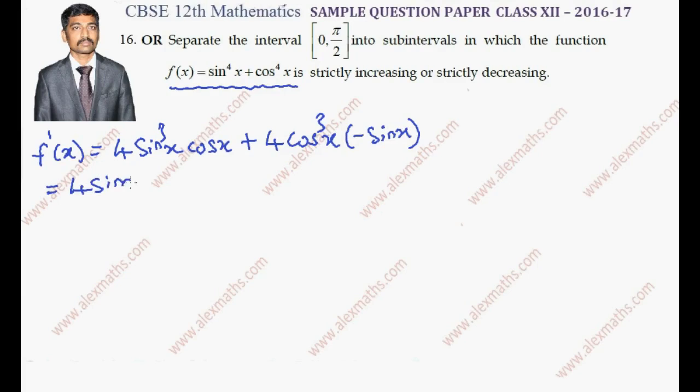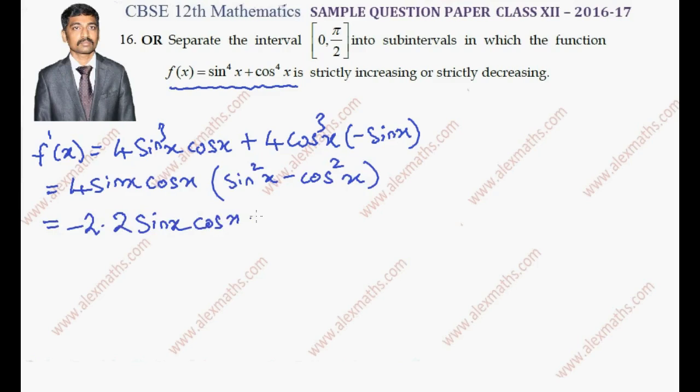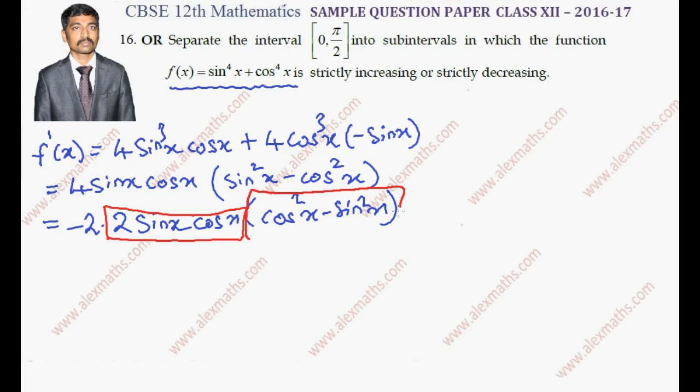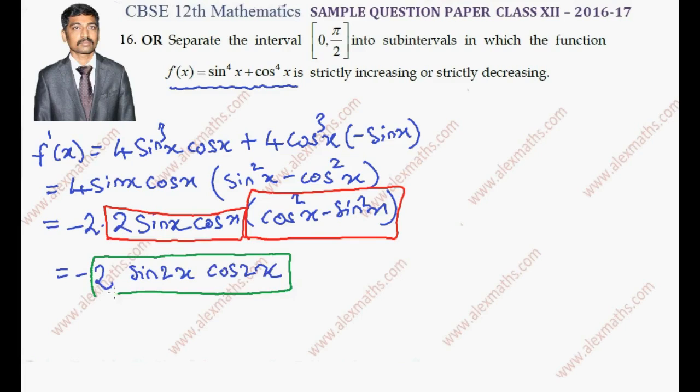4 sin x and cos x is common, which can be taken out. After taking out, the remaining term is sin square x minus cos square x. I'll take the minus out, and at the same time this 4 is written as 2 into 2. When the minus is out, we get cos square x minus sin square x. Now I am going to apply the formula. 2 sin x cos x is sin 2x and cos square x minus sin square x is cos 2x. So if I apply the formula, it is going to be minus 2, this is sin 2x and this is cos 2x. Once again, we can apply the formula for this entire term. It is going to be minus sin 4x.